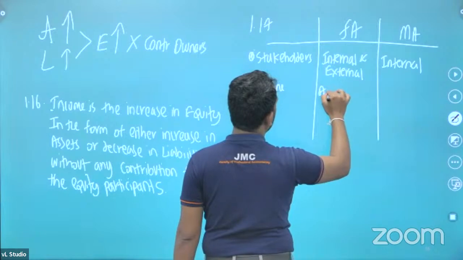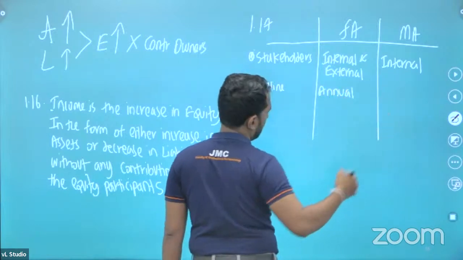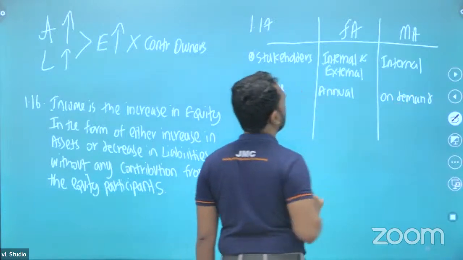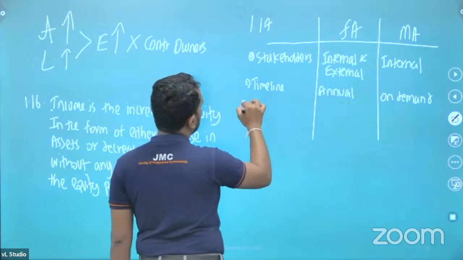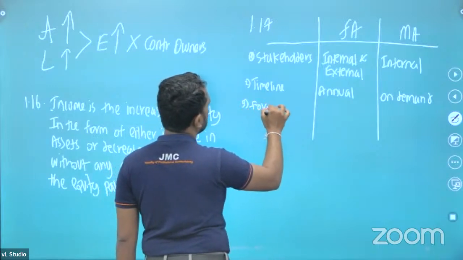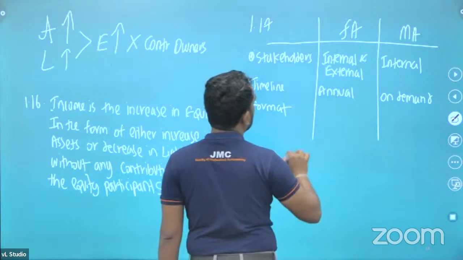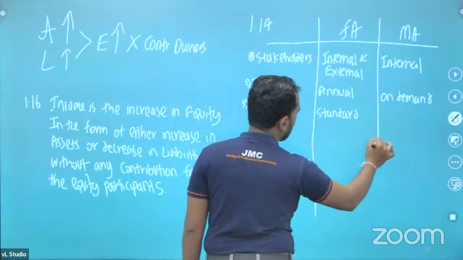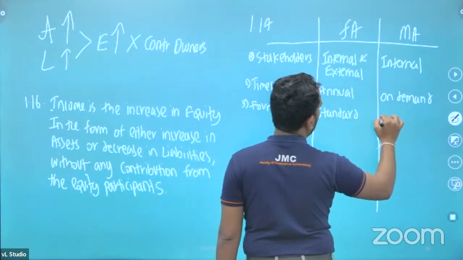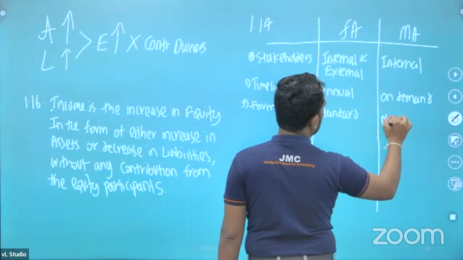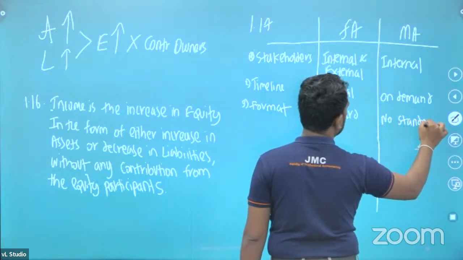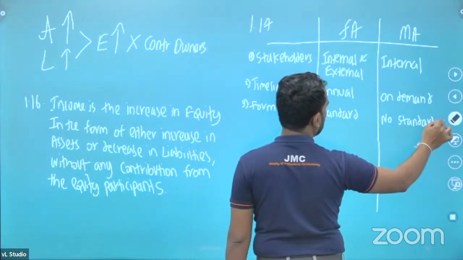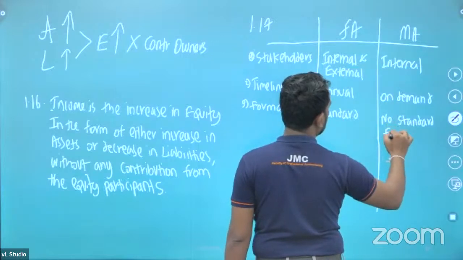Then if you take the second one, the timeline. Generally, you prepare the financial accounting on an annual basis. But management accounting, you have to prepare on demand. Whenever the management requires, you need to prepare. Then thirdly, the format. Financial accounting has a standard format, given in the accounting standards. Management accounting has no standard format.